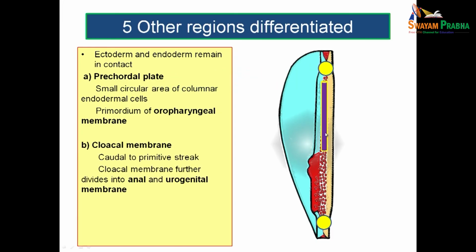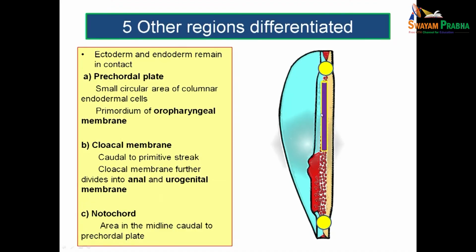Now, similar to the cranial region, at the caudal region you have the cloacal membrane. This is the primitive streak, and the cloacal membrane lies caudal to it. The cloacal membrane is further divided into the anal membrane and urogenital membrane by the urorectal septum. The urorectal septum was the septum dividing the cloaca into the primitive urogenital sinus and the primitive rectum. We just discussed it. The urorectal septum will come down and reach the cloacal membrane, where it splits it into the anal membrane and urogenital membrane.